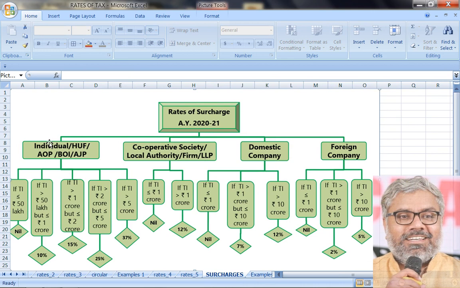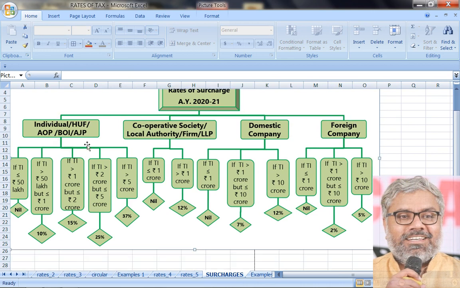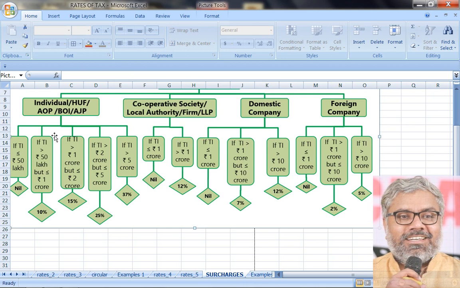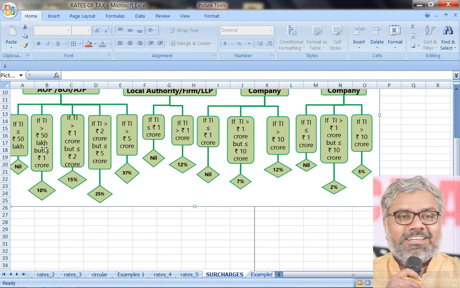That is already known to us in relation to individual, HUF, AOP, BOI, AJP, which means artificial juridical person. What are the surcharges we already know? If the total income is below 50 lakhs, no surcharge.